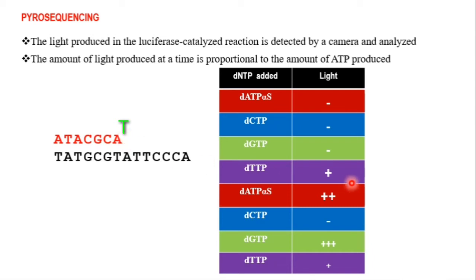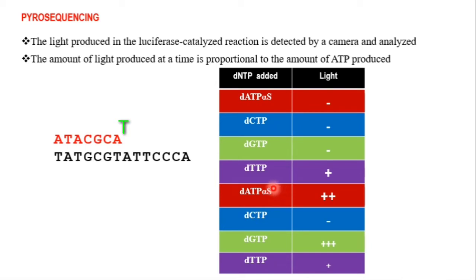So here you see one signal is there. That means in this cycle one signal is there, so we can say here the sequence is T. And then again we'll start. Up to this it is synthesized, and then again it will start.